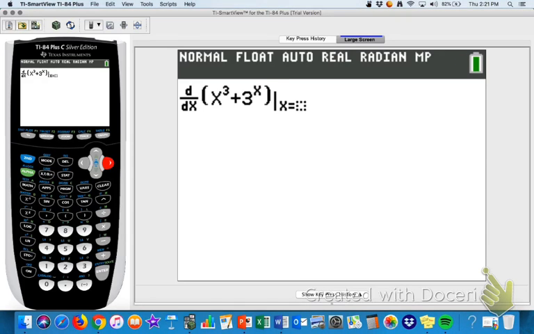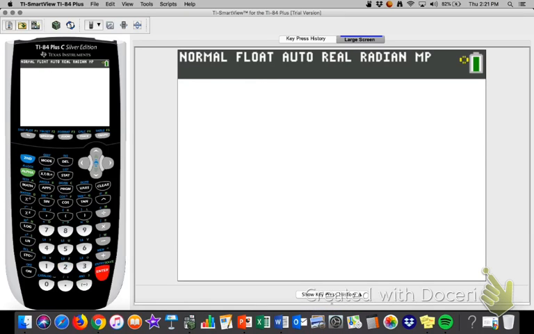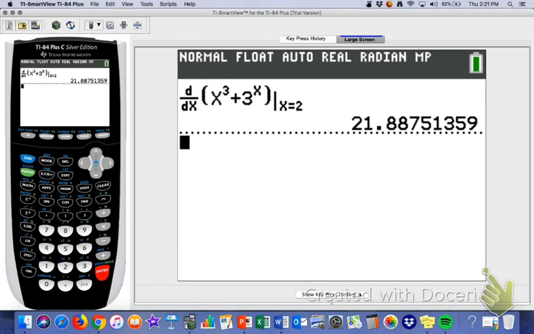This is finding the value of a derivative at a specific point. So we're asked to evaluate f prime of 2. So we're going to tell our calculator to find us the value of the derivative at x equals 2. And then just press enter, and we get 21.8875, or 21.888. We'll just round that.